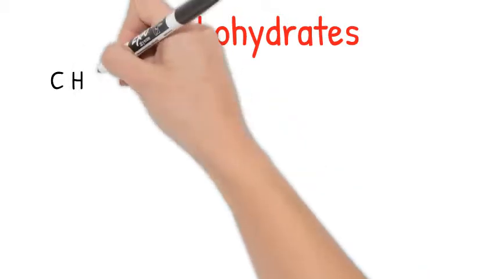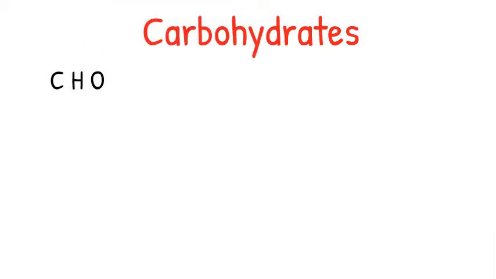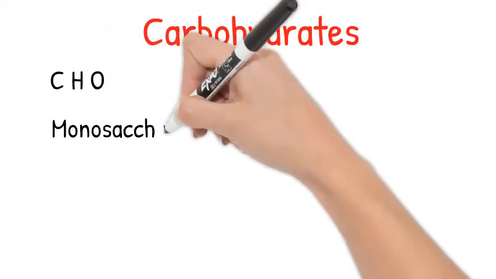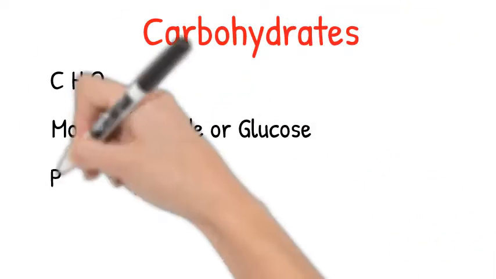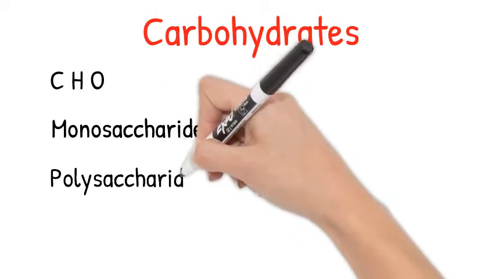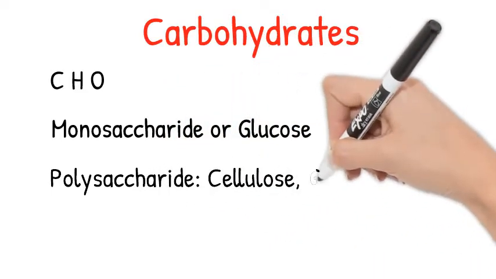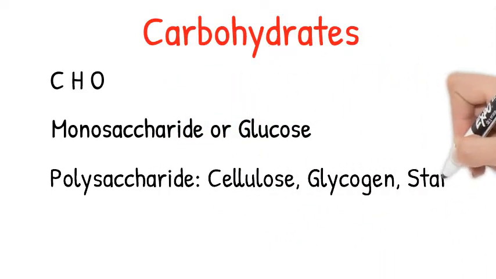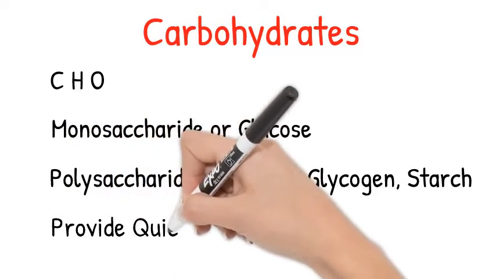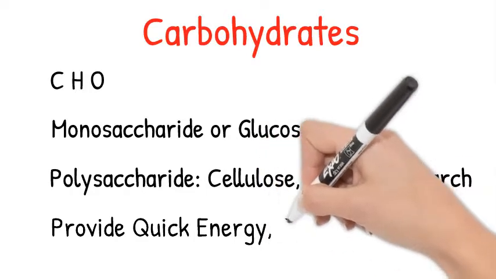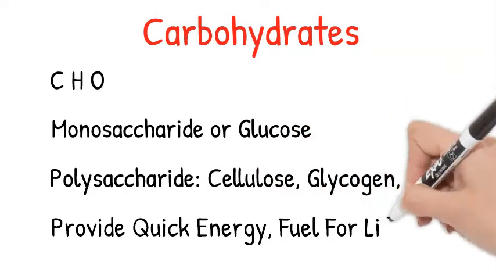The elements for carbohydrates are carbon, hydrogen, and oxygen, where our monomer is going to be considered a monosaccharide or a glucose. The polymer can be multiple things, which will be considered a polysaccharide. Cellulose, glycogen, and starch are examples. And the function of carbohydrates are going to be to provide quick energy as well as serving as fuel for life.